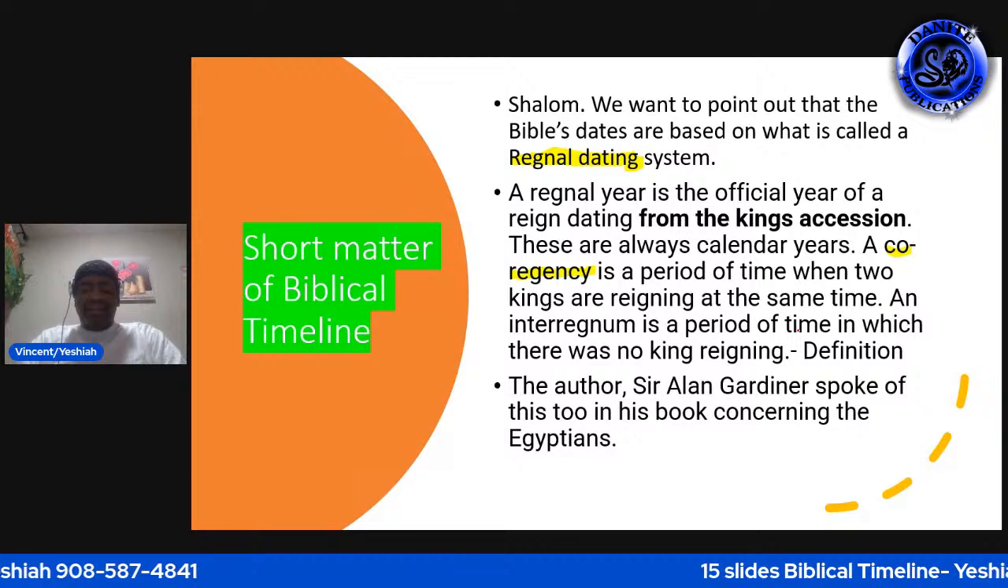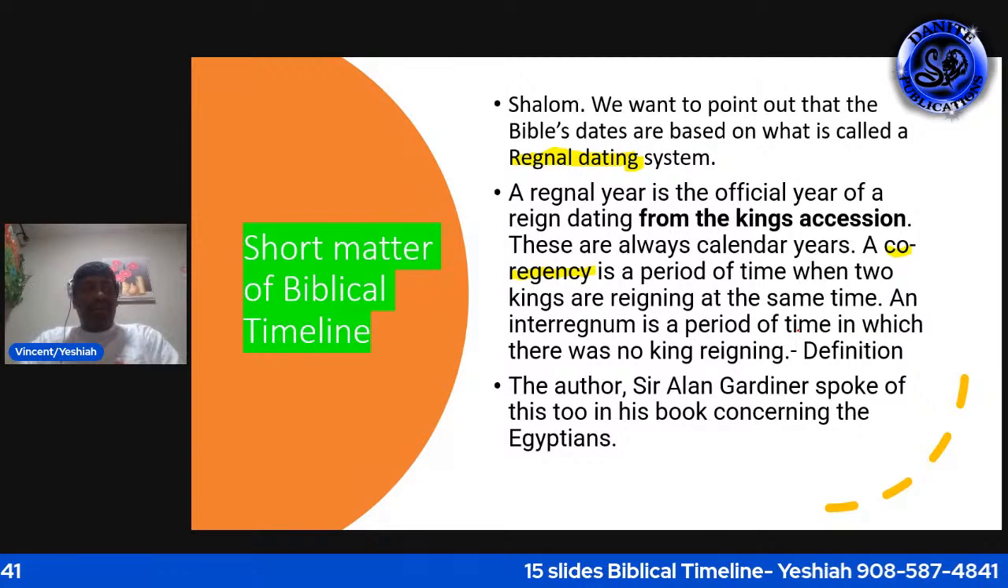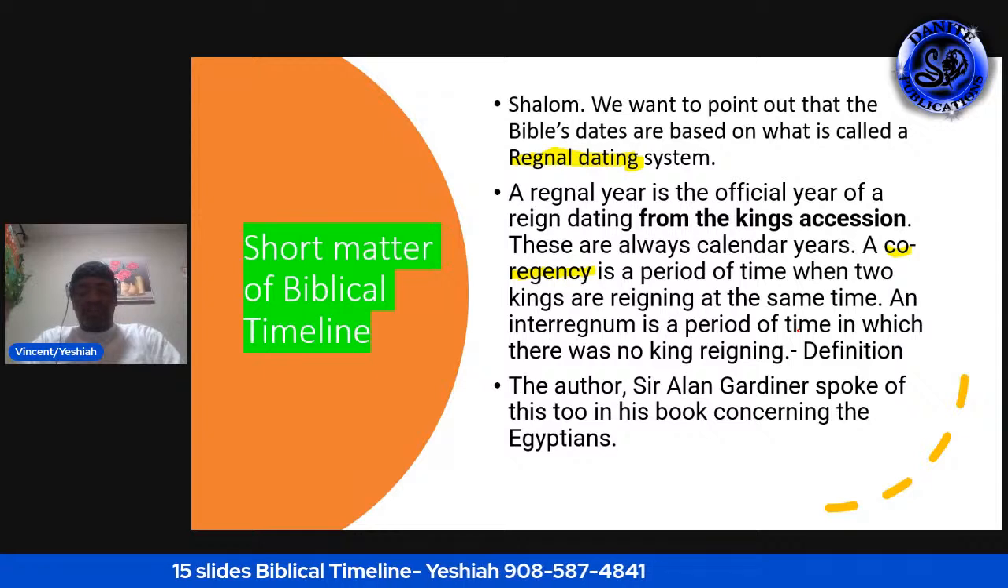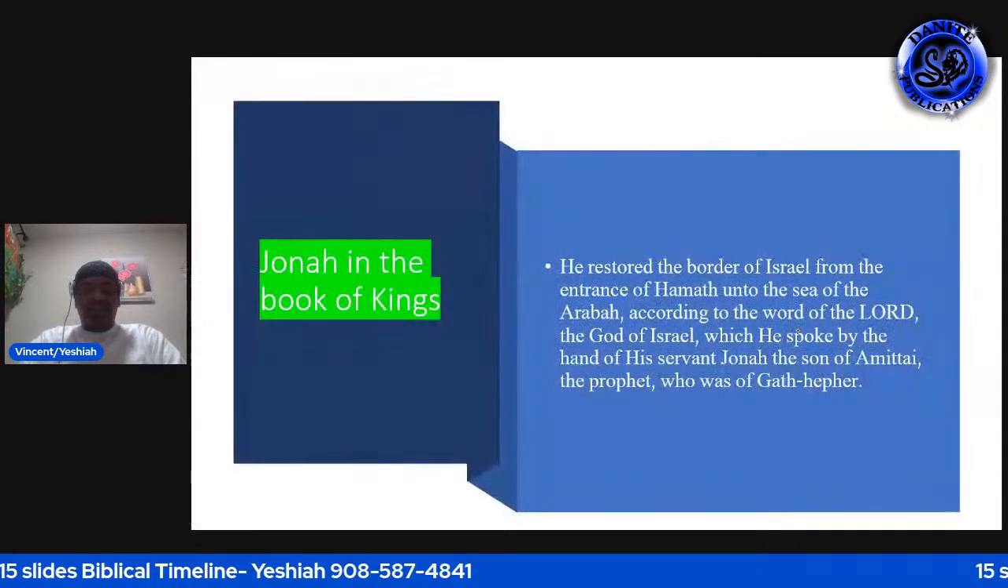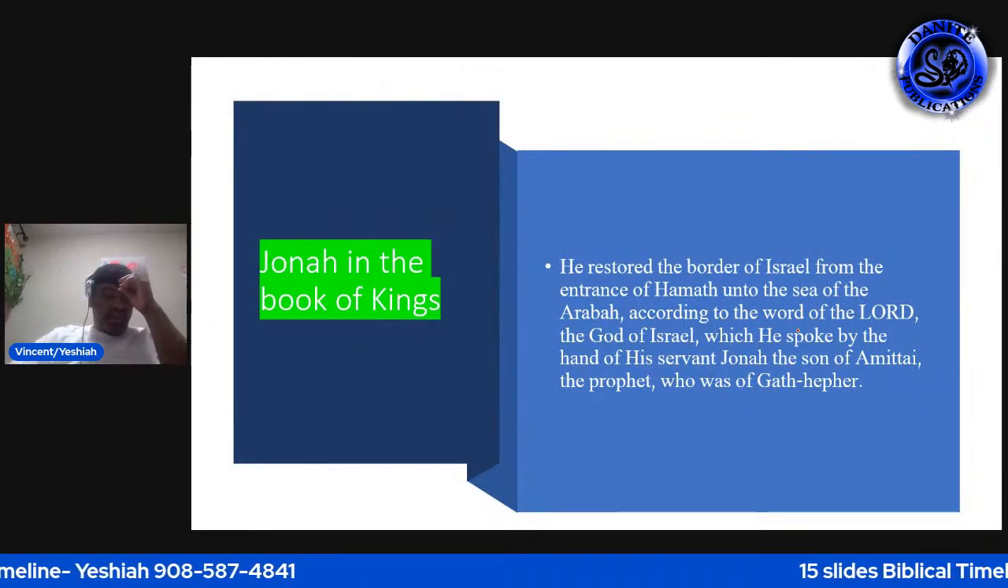So it doesn't mean that it didn't exist. It's just the time frame in counting and what method was used to count a calendar was different, depending upon the society that we're speaking of. Next slide. Jonah in the book of Kings.